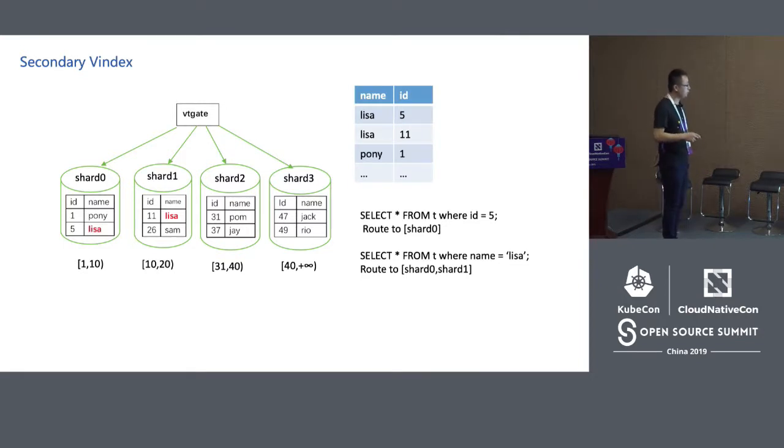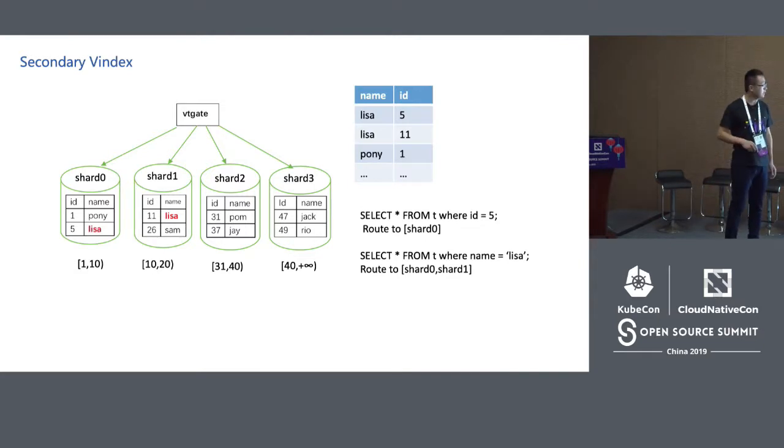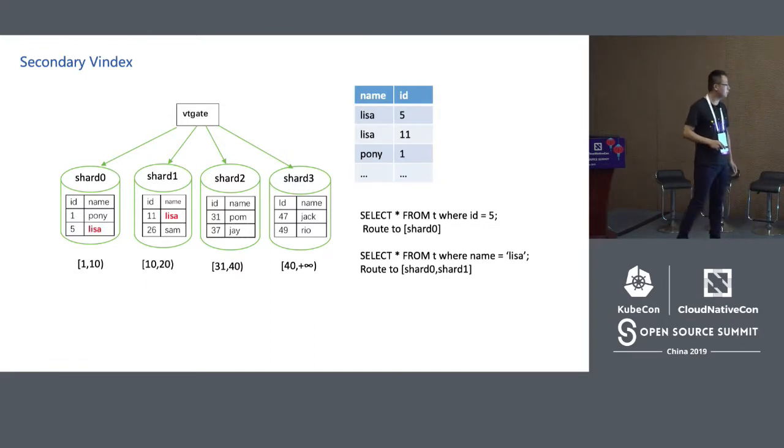So the ID is 1 and 5, and the name is like Lisa, and later I insert another row where the ID is 11 and the name is Lisa. The two names are both Lisa, but they have been put in two shards. However, when I do the query based on the ID, for example if the ID is 5, it's going to route it to shard 0, because I use ID for sharding.